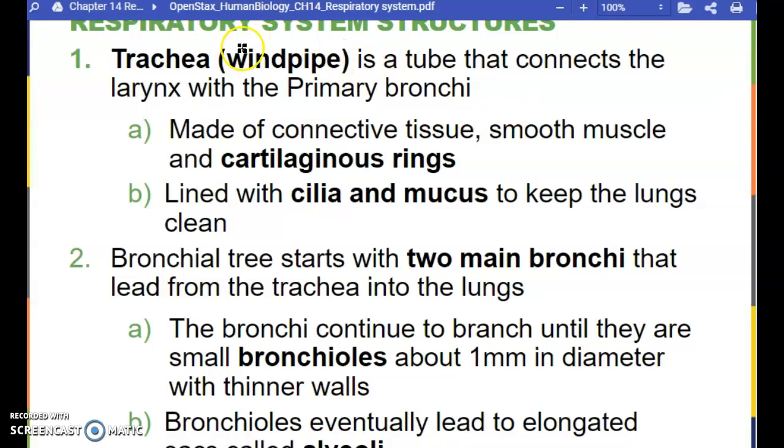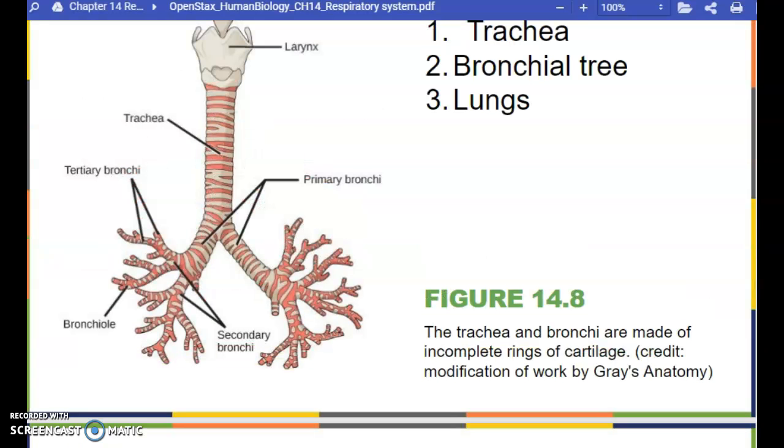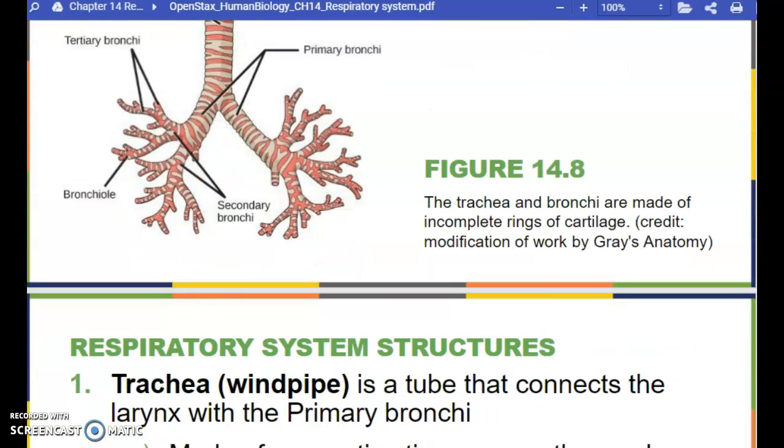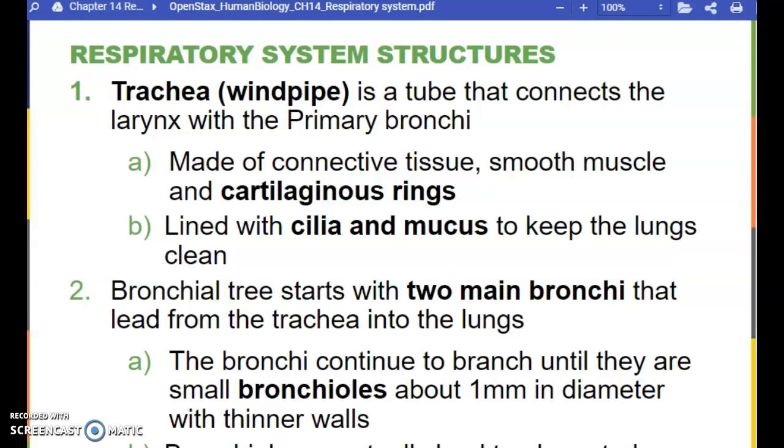So the trachea we call the windpipe. If we look at the structure up here, yes, there it is. This is just talking about what I just said about it being rigid. It has rings made of cartilage that are important for that structure, lined with cilia and mucus. Everything in here is about keeping those lungs clean.